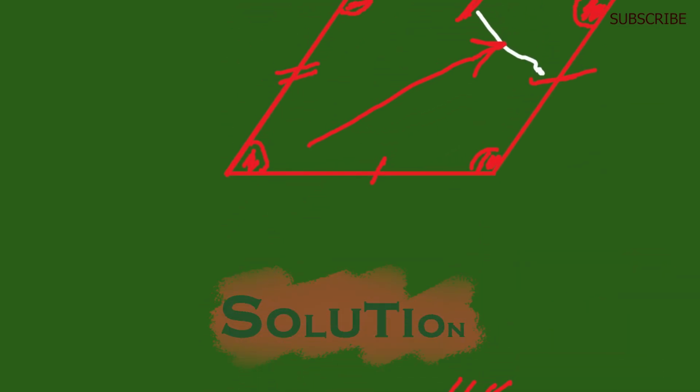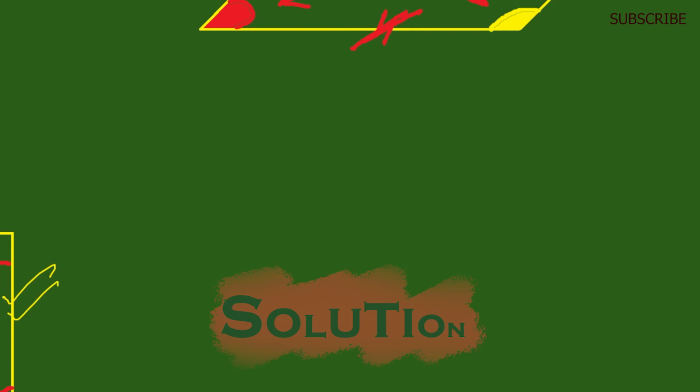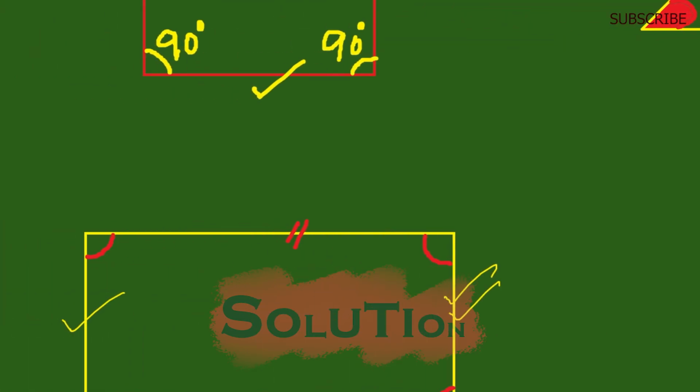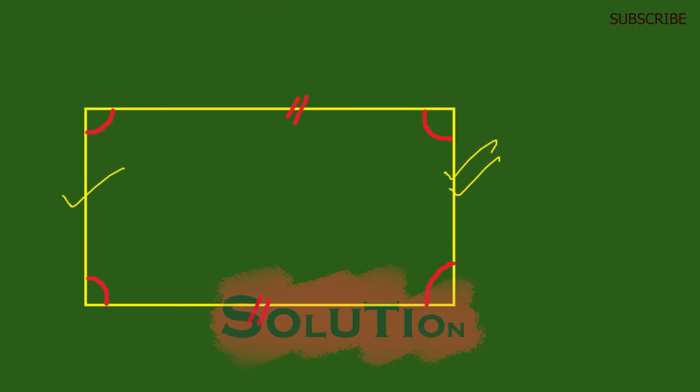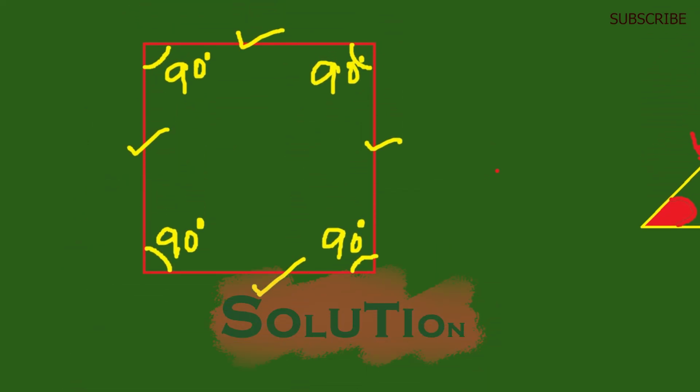So we have seen what a parallelogram is, what a rhombus is, and also we have seen the rectangle, where all the angles are 90 degrees and opposite sides are the same, and the square, where all the angles are the same and all the sides are also the same.